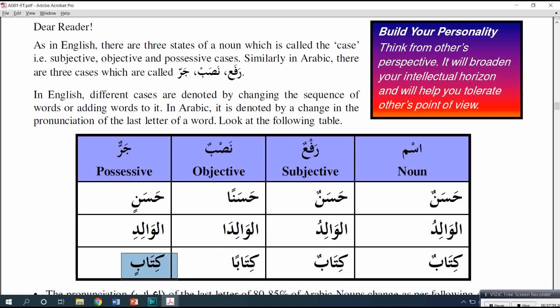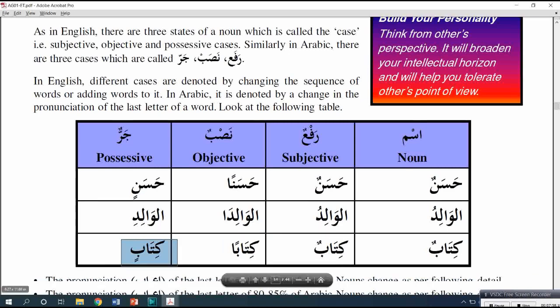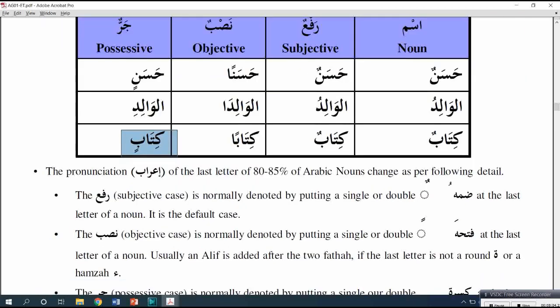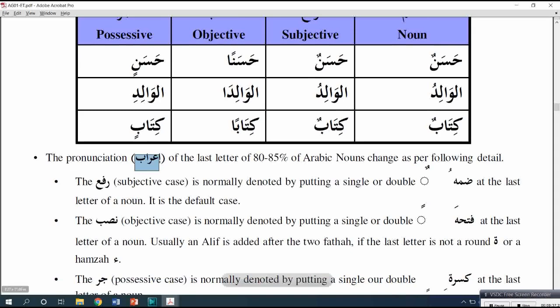The pronunciation, Arab, you know, na, that this is especially Rafa. You have studied already. Arab pronunciation is just to make the exact word clear, and you can ask about it. Rafa, Nasb and Jar. Rafa is especially this one, the bar at the top.